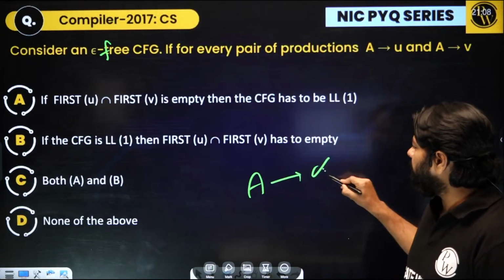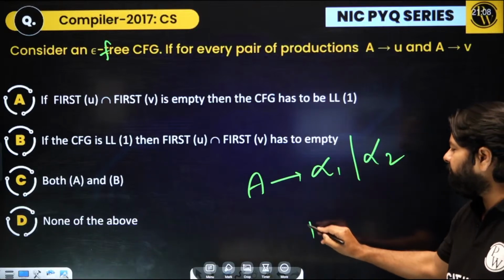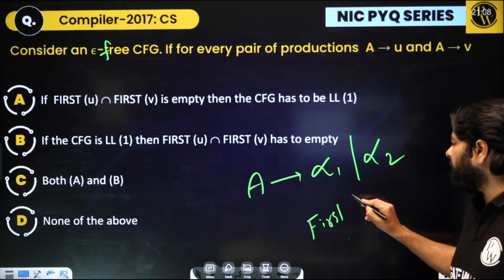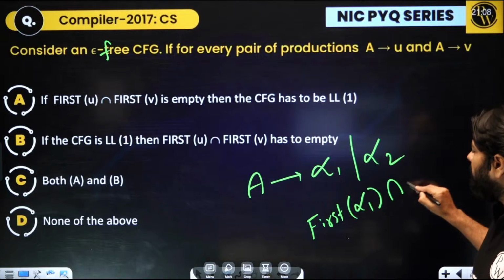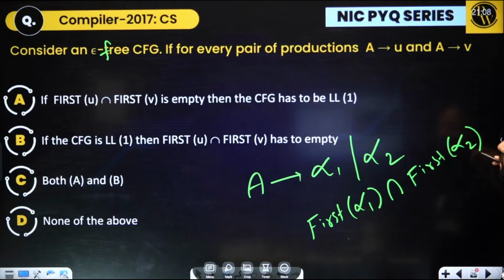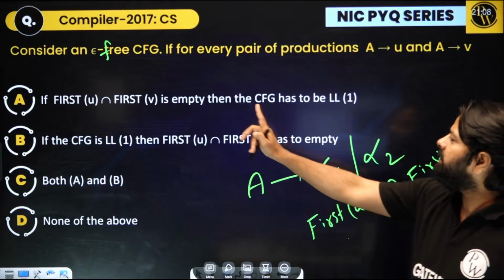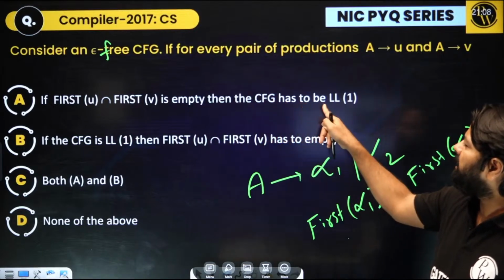If you don't have null productions, and you have something like A derives alpha 1, alpha 2, you simply do the intersection of these two. Even this was a shortcut for checking LL1. First of alpha 1 intersection first of alpha 2 should be empty. If it is not empty, then there is a problem with the grammar, it is not LL1. If it is empty, then the CFG has to be LL1.